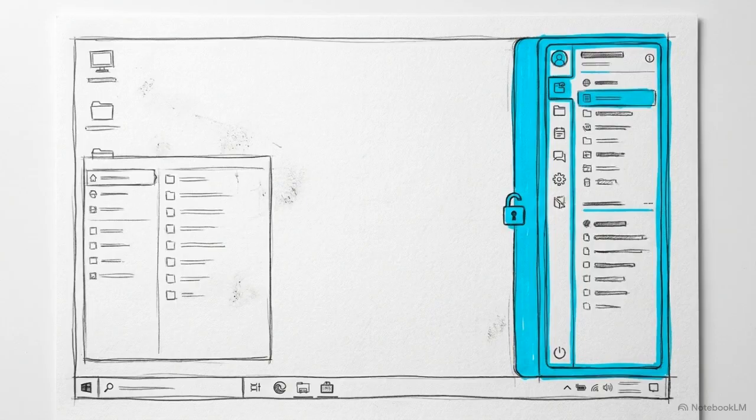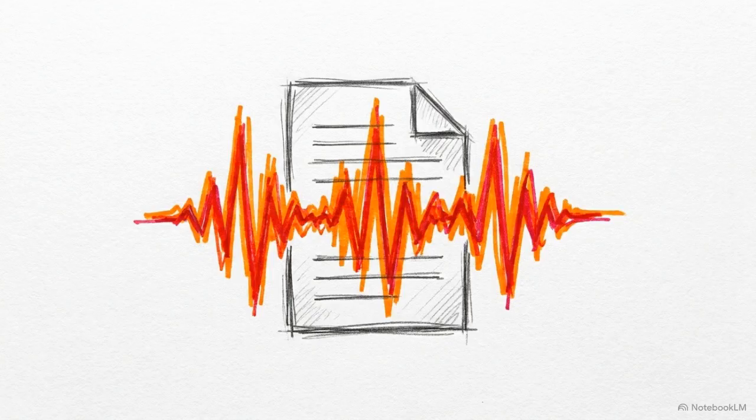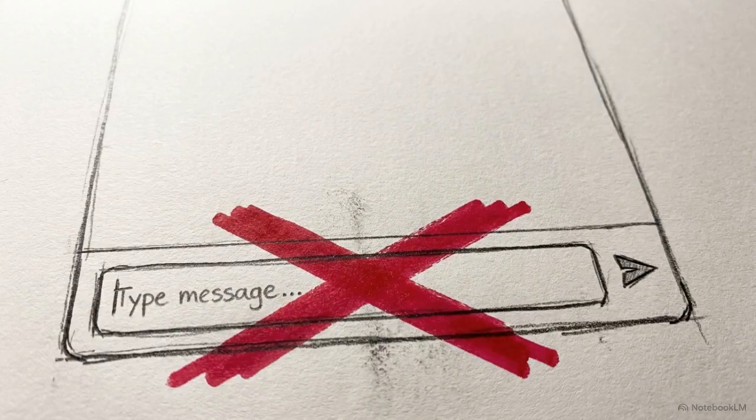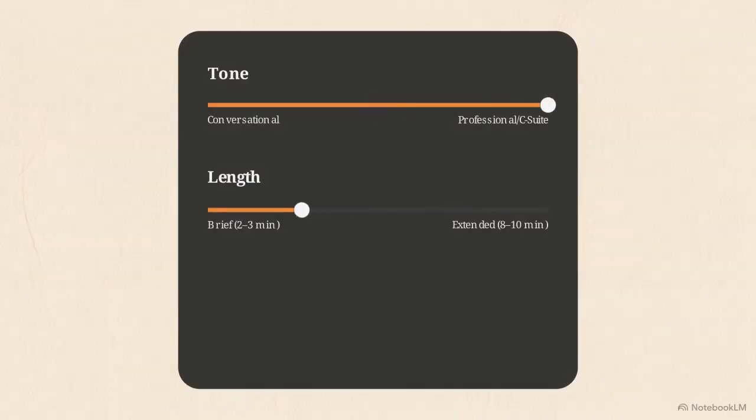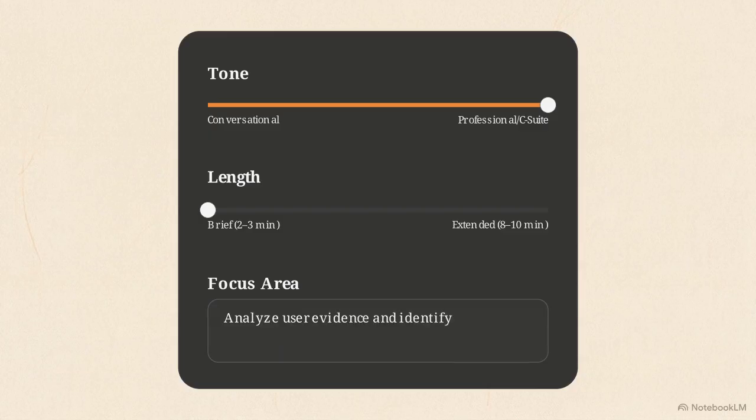Look at the Studio panel on the far right side of your screen. This is where we generate the custom audio overview. Do not type your audio customization instructions into the main chat box. You must use the dedicated Customize button located inside the Studio panel. Inside the customization menu, adjust the tone and length parameters. Then type exactly what you want the hosts to discuss into the focus area box.